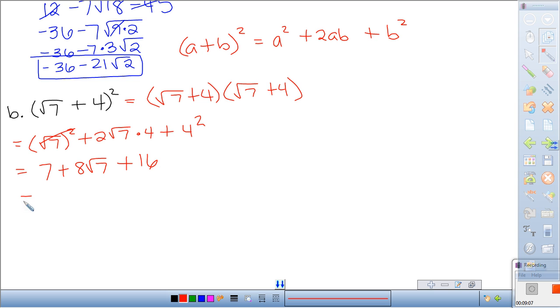And then you just combine like terms. 7 plus 16 is 23, plus 8 square roots of 7. And since these are not like terms, you cannot combine them, so we're finished.